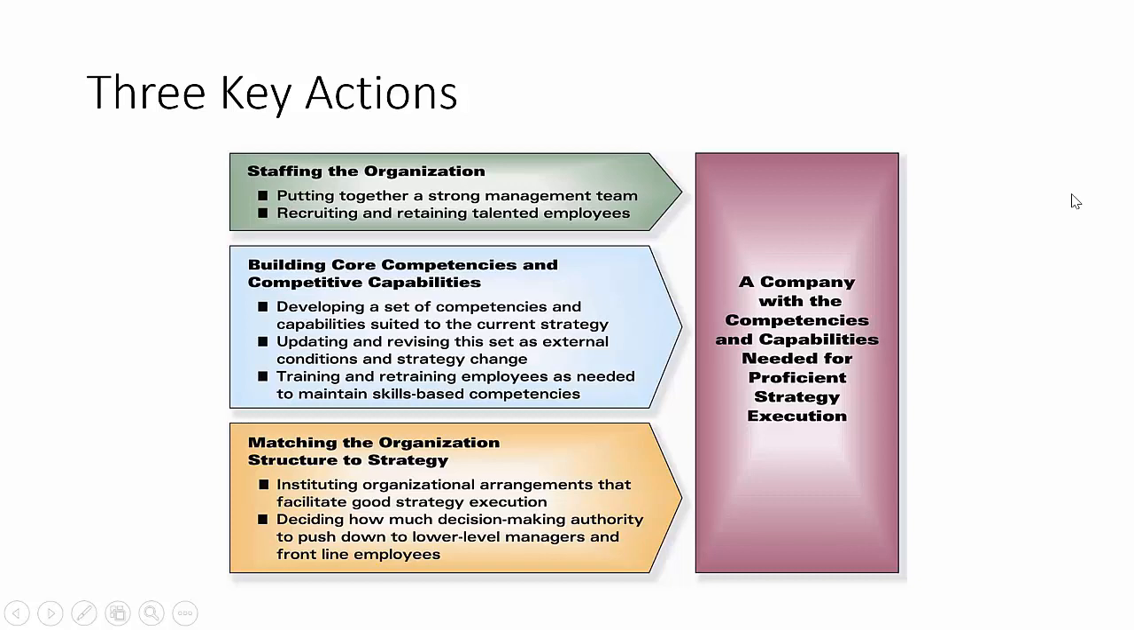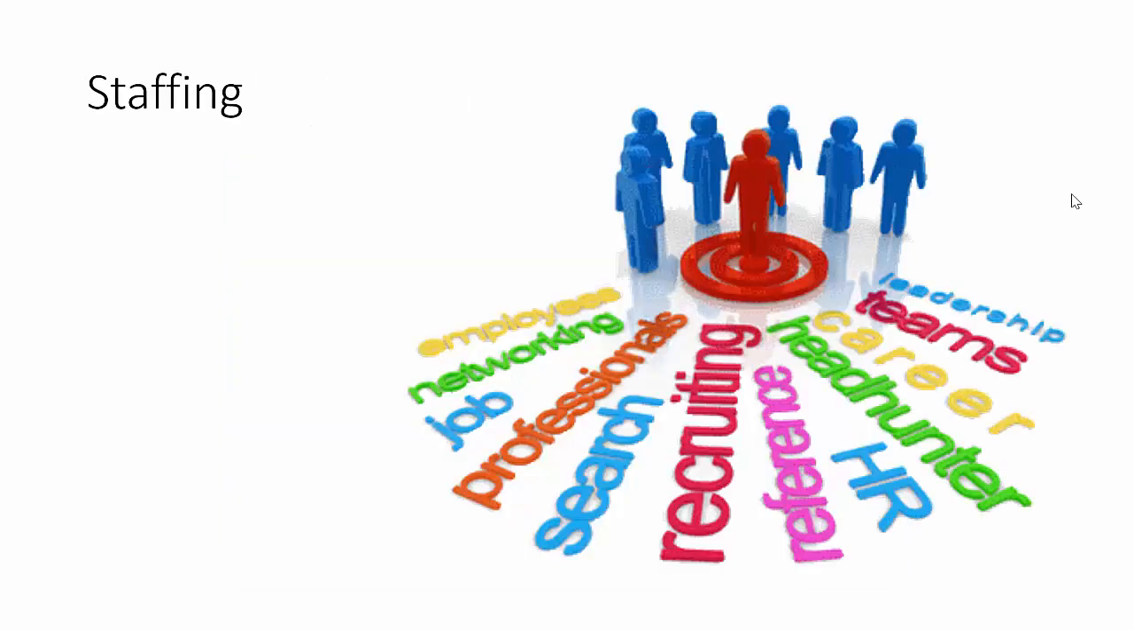When we talk about strategy execution, we think about three different sets of tasks. And one of those sets of tasks is building the competencies and capabilities and resource stock that your organization needs in order to execute on the plans that you come up with appropriately. And when we talk about building that stock of competencies and resources, the way that we do that is really through three key actions. We talk about getting the people that you need to run your organization. We talk about getting the resources that you need. And we talk about matching your organizational structure to your strategy.